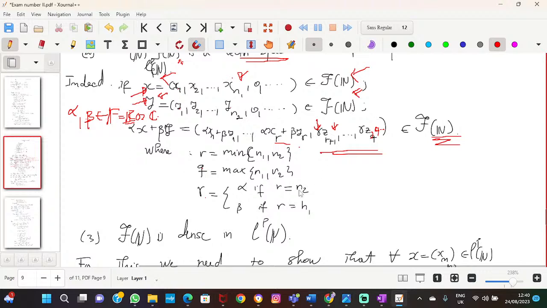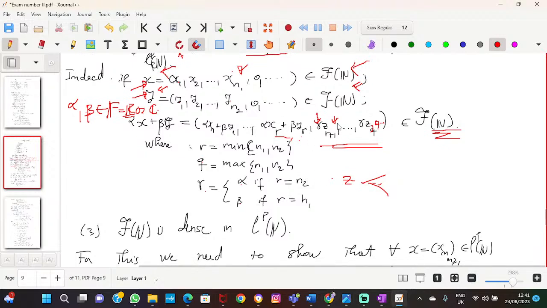If your minimum is n2, it means that at this point n2 has disappeared, so you only remain with alpha. So your gamma will be alpha, and z is also the same thing as gamma, the same as here. When your minimum is n1, at this point you have finished with x, then you start writing only y. So your gamma is going to be beta, and z r plus 1 is going to be the same thing as this one.